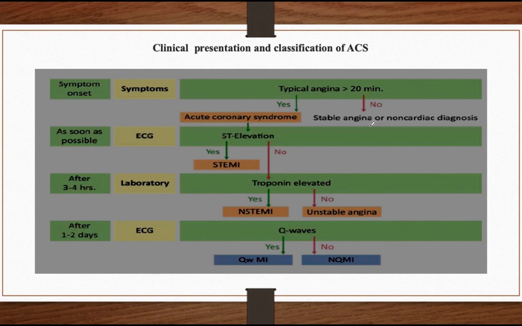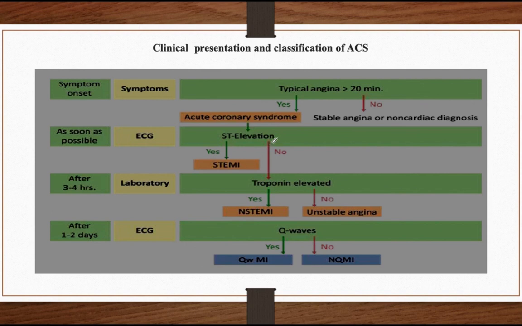Now, if you suspect acute coronary syndrome, then as soon as possible we must take the ECG. What do we look for on ECG? On ECG we must check, is there an ST elevation or not? If there is an ST elevation, then our diagnosis of ST elevation myocardial infarction can be put.